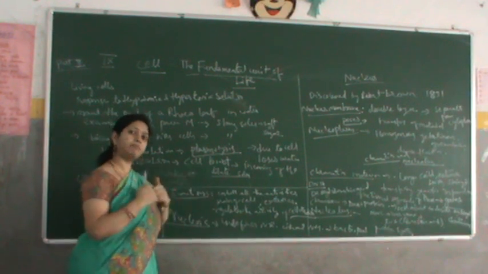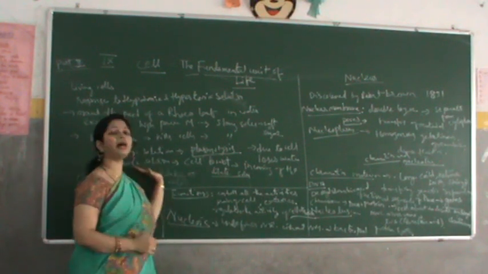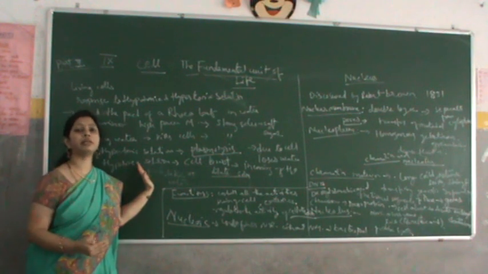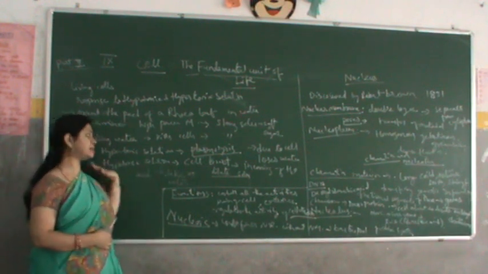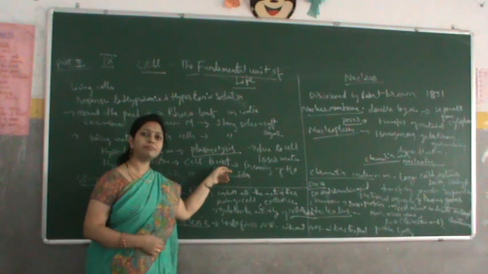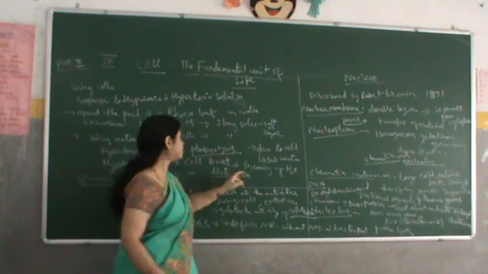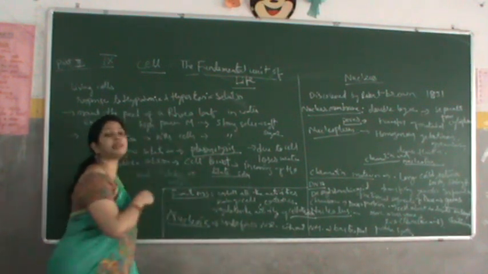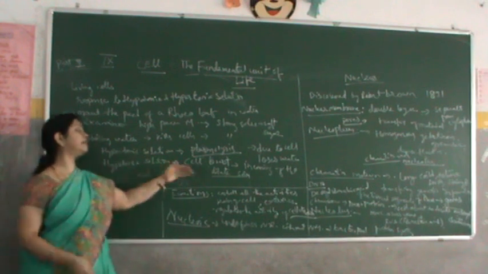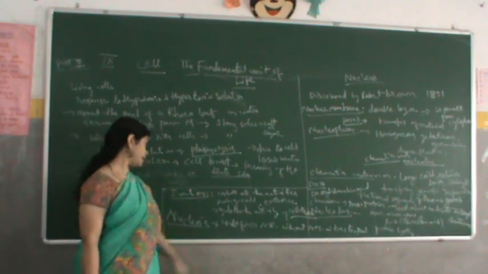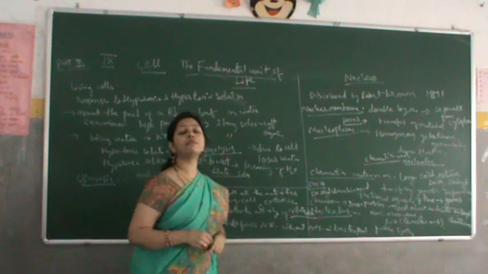So the cell bursts. Due to the high quantity of water incoming inside the cell, the cell may go to the bursting of itself. That happens in hypotonic or dilute solutions. Then coming to one of the organelles.